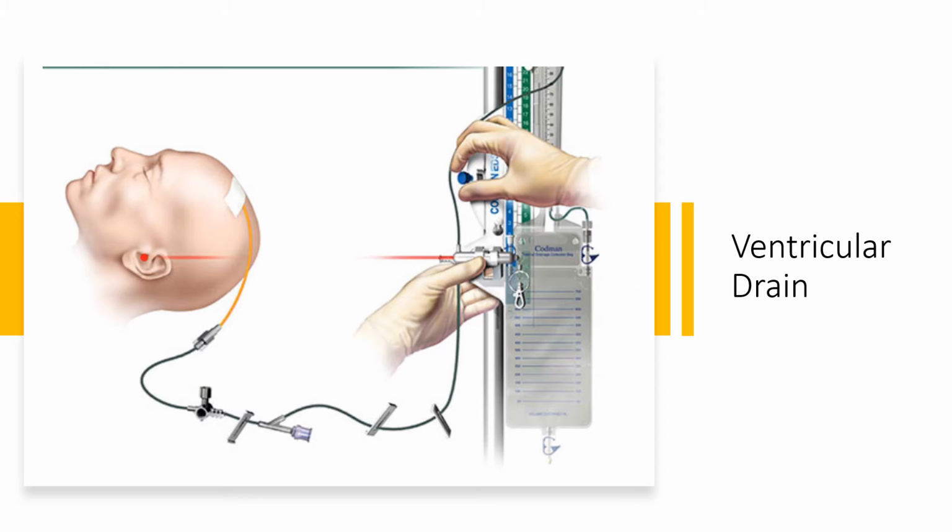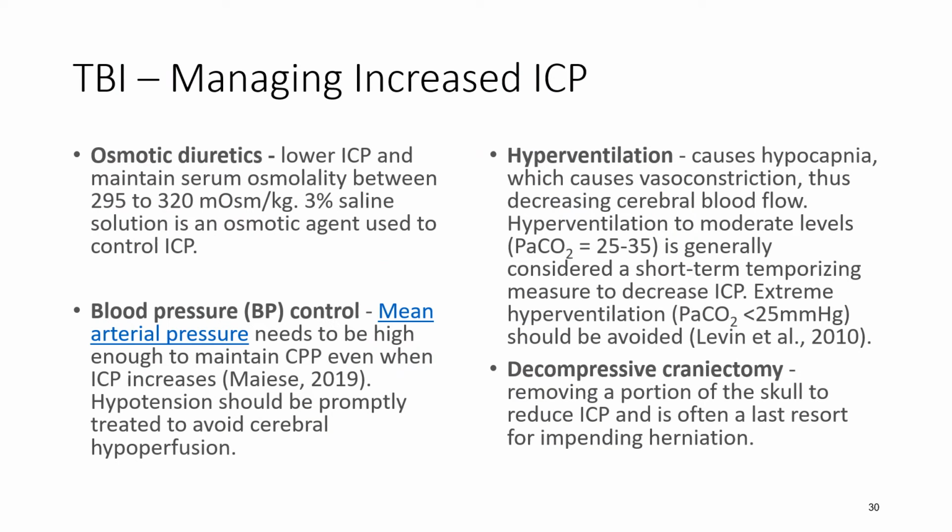So these are all drains, burr holes, removal of a piece of skull, all meant as an intervention to reduce intracranial pressure, thereby saving the brain. Now, here are some of the interventions that can be done medically to decrease intracranial pressure. First at the top there are osmotic diuretics. We may administer diuretics to help maintain the serum osmolality between 295 and 320, and in doing so, this will help to manage the ICP, keep the fluids balanced so that intracranial pressure doesn't rise.